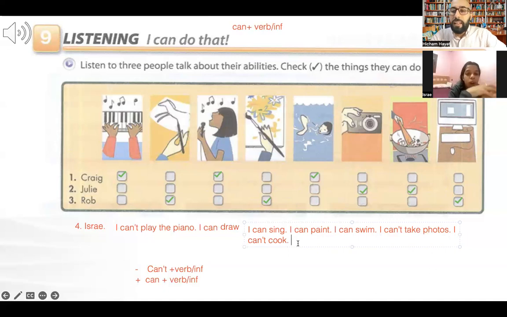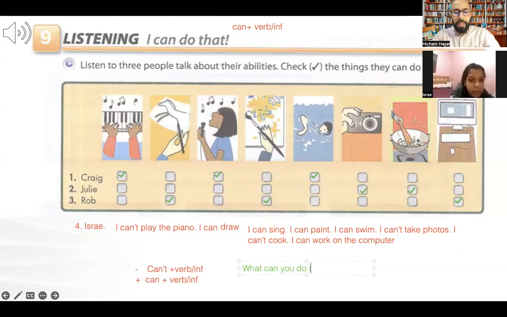No. I can work on my computer. On the computer. Okay, I can work on the computer. What about something else? Can you do something else? What can you do? All right, sorry, Isra. What can you do now? What can you do in your free time? Or what activities do you do in your free time?